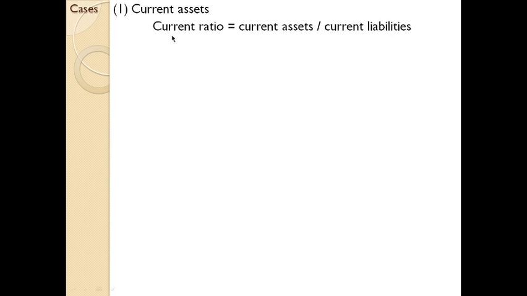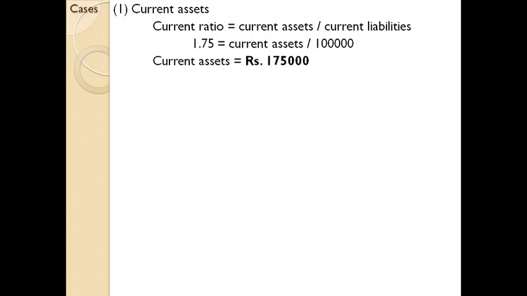We know current ratio is current assets divided by current liabilities. In the question, current ratio is given as 1.75, current assets we don't know, and current liability is already given, rupees 1 lakh. So you can easily find the amount of current assets, rupees 1,75,000. Next, try to find as many items as possible that come under each head.